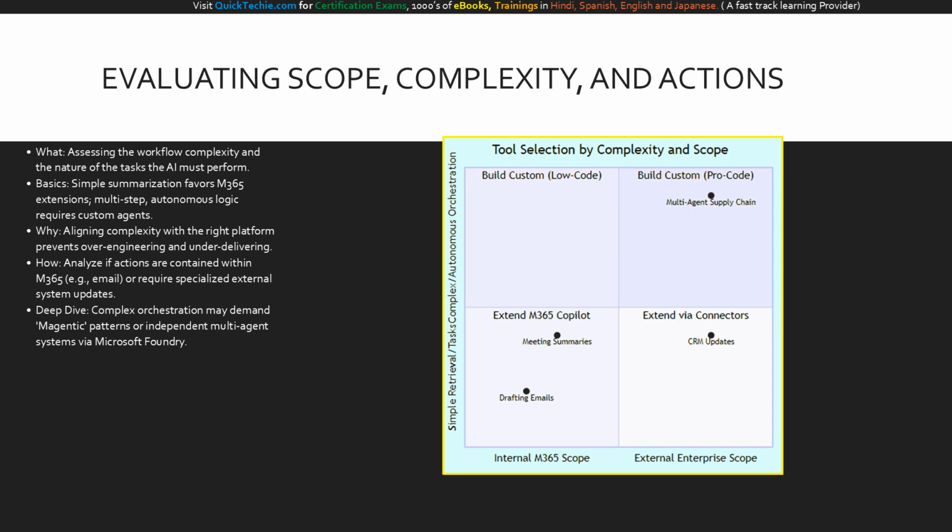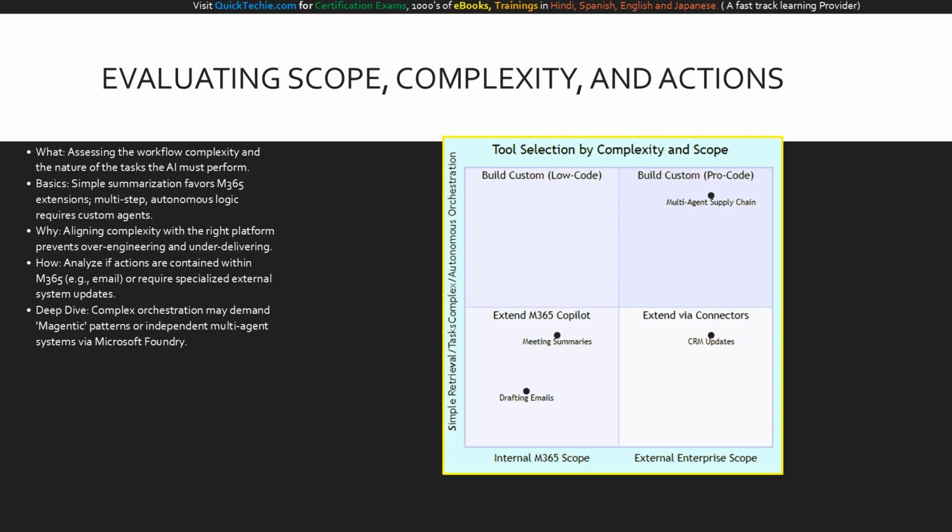Why is this assessment critical? Because matching the complexity of the task to the right platform prevents your team from over-engineering simple solutions or under-delivering on complex business needs. How do we evaluate this? Look at the required actions. If the agent only needs to draft emails or manage calendar events, extend Copilot. If it needs to update specialized external CRM records automatically, build a custom agent.